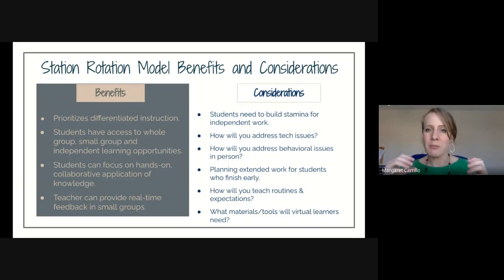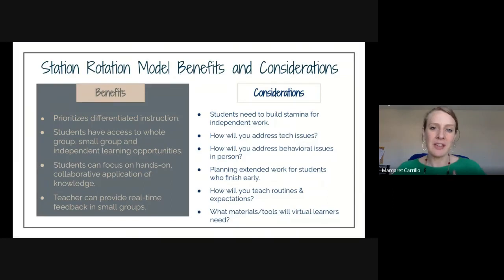And one critical component, and this will go for any model that you hear about today, are the routines and expectations that you'll have for those students in those groups, because those routines and expectations will be key in making station rotation model or any model work for you.